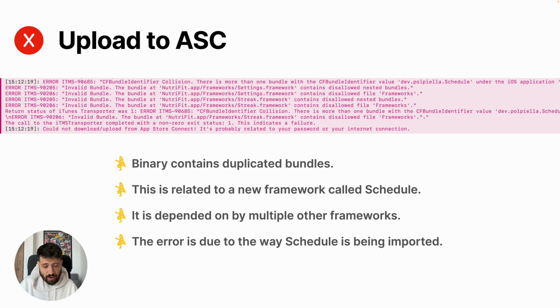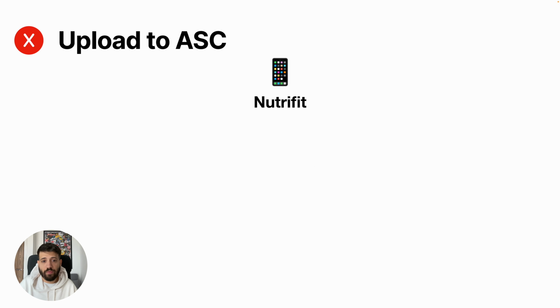Let's simplify this with a diagram, right? And show how to fix it. So there's the main Nutrifit app target. This is the one getting released, the one going out to users. And it's an app target with iOS 15 as a minimum deployment version. This in turn relies on a framework called Schedule, and it embeds it and signs it.